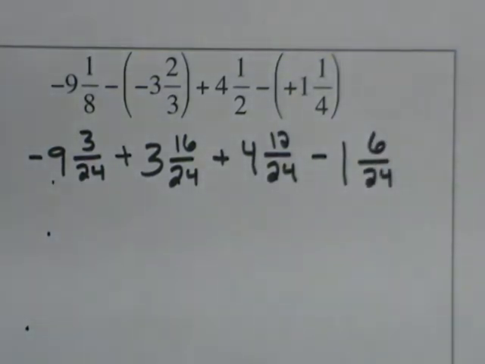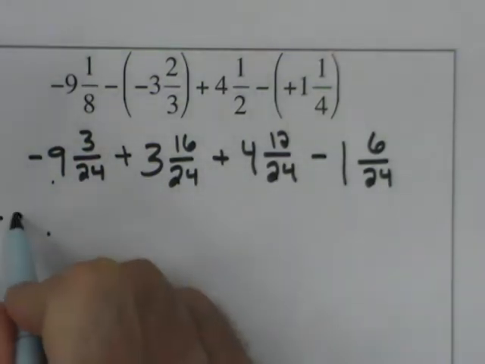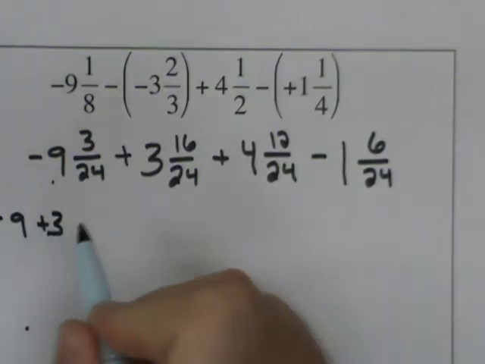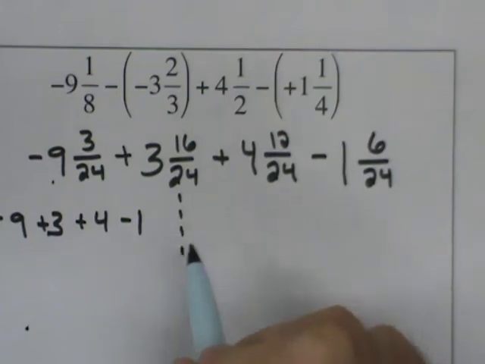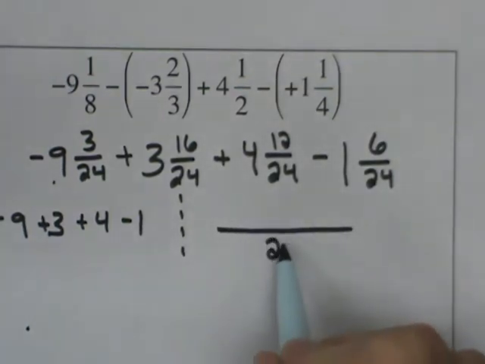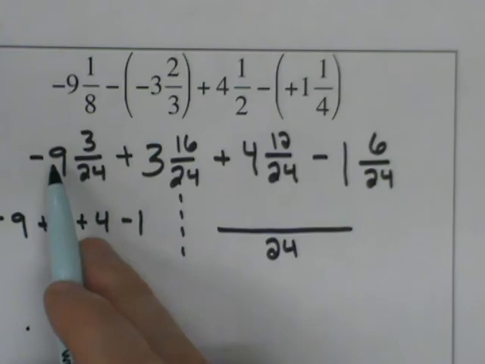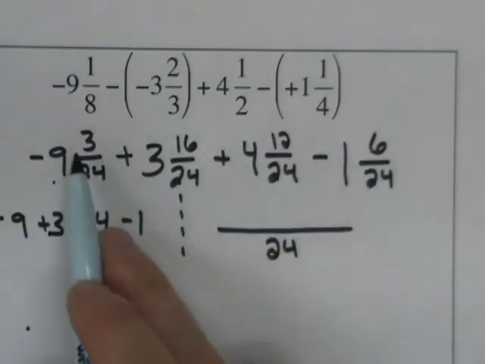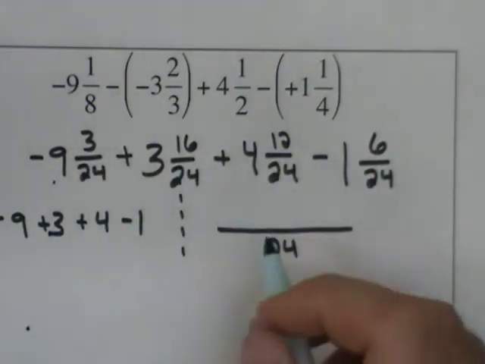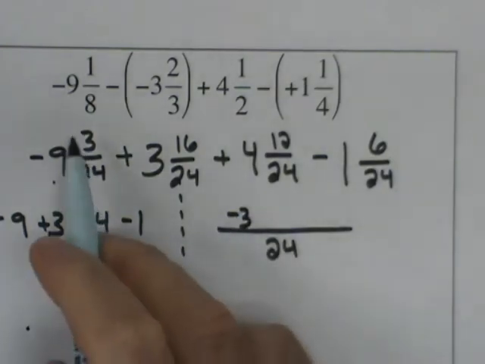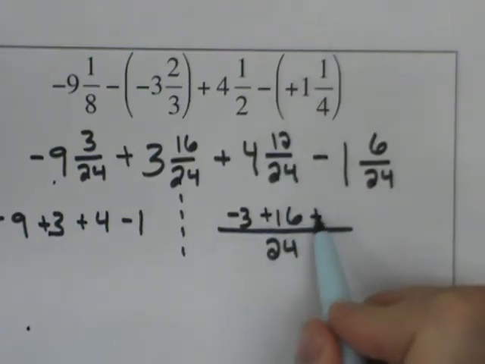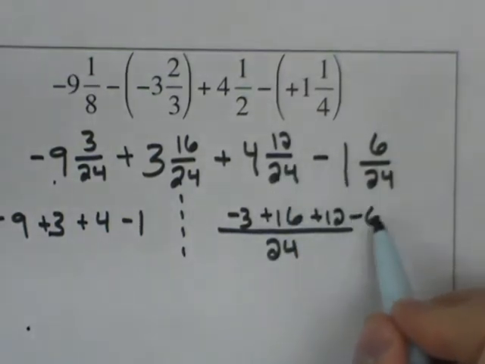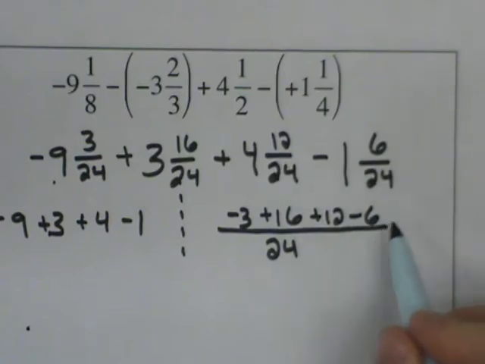I'll split this up into 2 parts so that I have my whole numbers and my fractions. I'll start with a negative 9, a positive 3, a positive 4, a negative 1. And on this side, I'll just work with the fractional part. Looking at the signs for the mixed numbers, I'm going to make sure that the fractions reflect those signs. So I'll say negative 3, because the mixed number was negative. Positive 16. Positive 12. Negative 6, because the mixed number was negative.